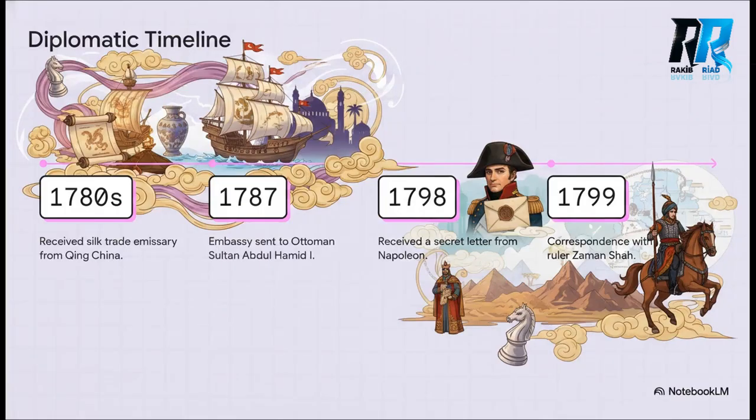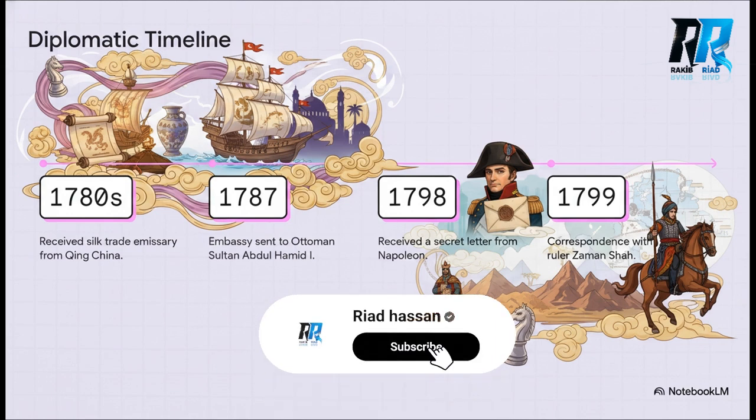He also knew, realistically, he couldn't fight the British alone. So he cast this massive global diplomatic net. Tracing this timeline, we see emissaries arriving all the way from Qing China for the silk trade. In 1787, a full embassy went to the Ottoman Sultan in Constantinople seeking military aid. In 1798, Napoleon Bonaparte himself wrote a secret letter to Tipu from Egypt, hoping to join forces to drive the English out of India. He even corresponded with the Afghan ruler Zaman Shah. He was basically playing three-dimensional geopolitical chess to counter British influence.